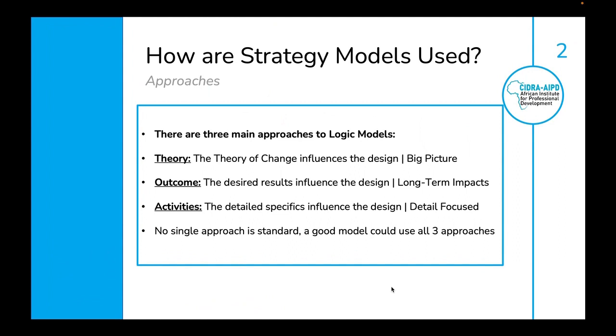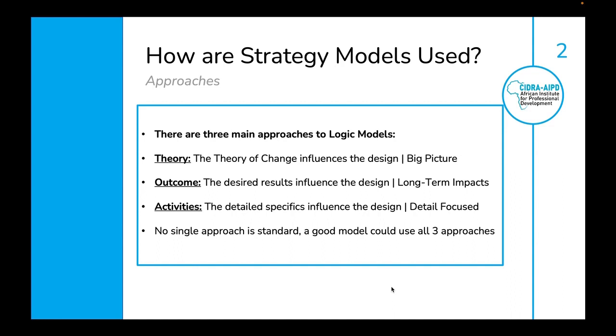Key approaches. There are three main approaches to logic models. Theory. The theory of change influences the design the most. You're looking at the big picture here, and when you're building a strategy model based on theory overall, you're really just looking at, can I meet this theory of change? Can I spark entropy in some way?